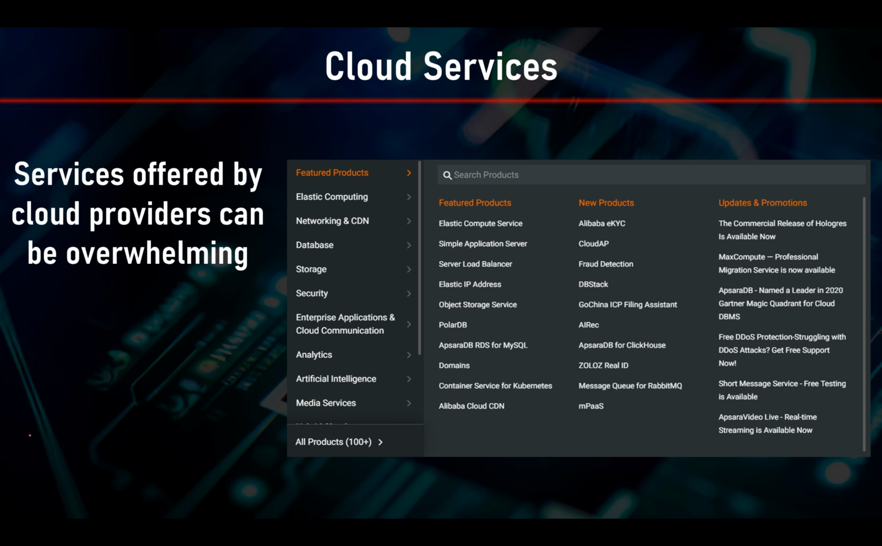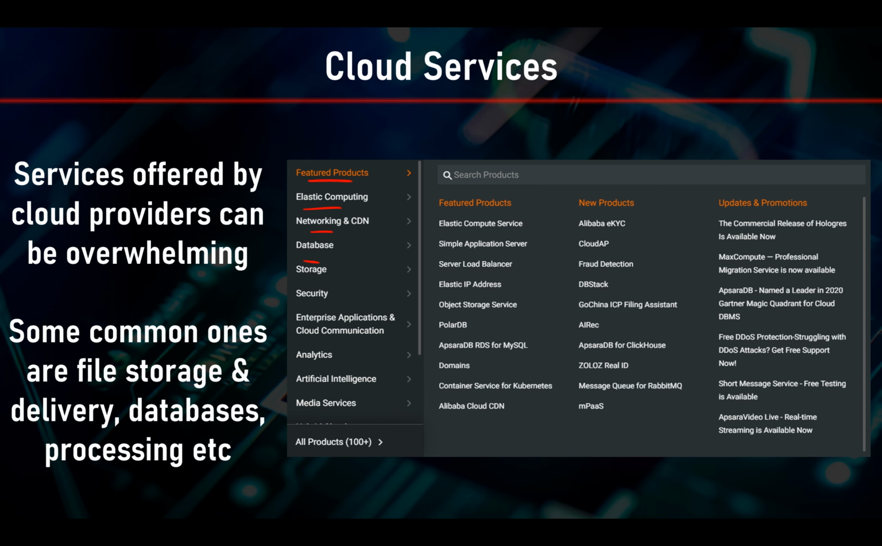All right, so if we look at some of the cloud services provided by these cloud companies, the actual services can be overwhelming. Here, this is just on the featured products page or tab. If you go, for example, to this one, this one, this one, each of these is also going to have 10 or 20 different options. So it's just a huge amount.